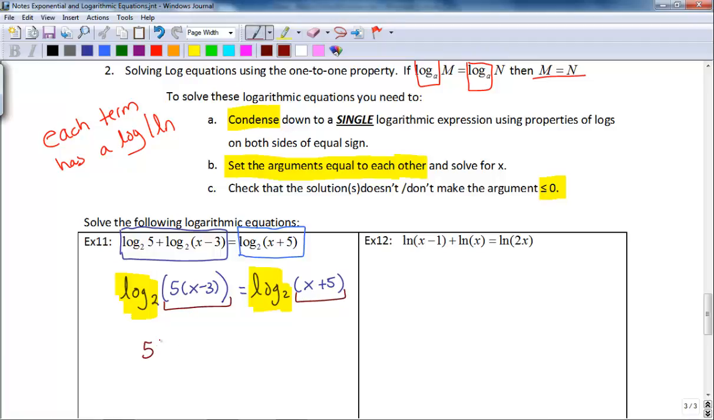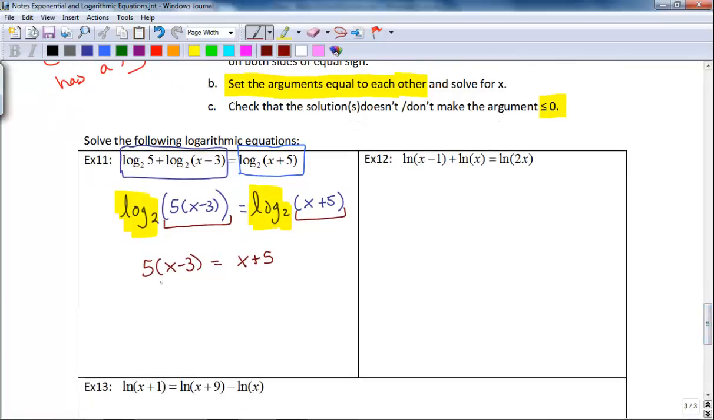So I'm going to say that 5 times x minus 3 is equal to x plus 5. Solving for x, go ahead and distribute your 5 here. So 5x minus 15 is equal to x plus 5. Well, let's just solve this equation, bringing x to the left. 4x minus 15 equals 5. Add 15 to both sides. 4x is equal to 20. Divide both sides by 4, and x is equal to 5. So for my first problem, x is equal to 5.